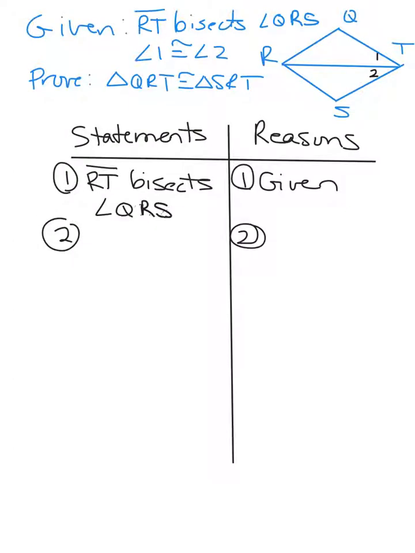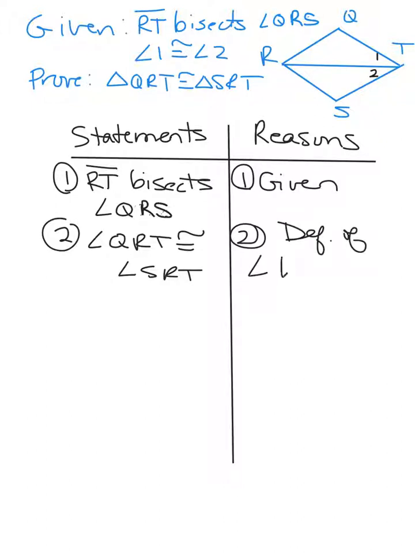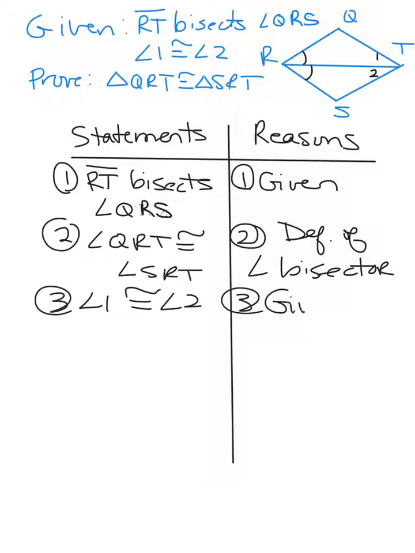In our second proof, we do also have one of the given statements already in the body of our proof. So let's see, it says segment RT bisects angle QRS. So what that means is angle QRT is congruent to angle SRT, and that is because of definition of an angle bisector. So once I have that in my proof, I'm going to mark my diagram. So QRT is congruent to angle SRT. Now I'm going to go on to my second given. So I have angle 1 is congruent to angle 2. That's given. So again, I'm going to mark my diagram.